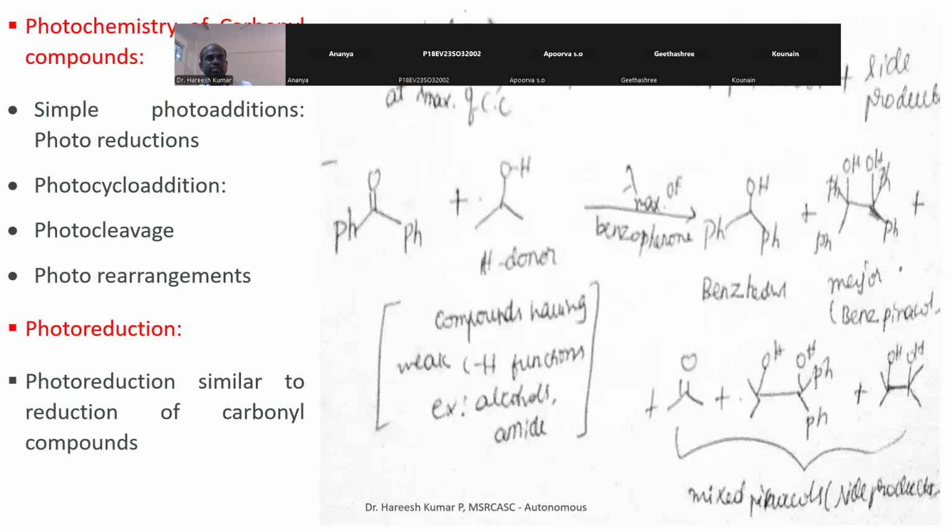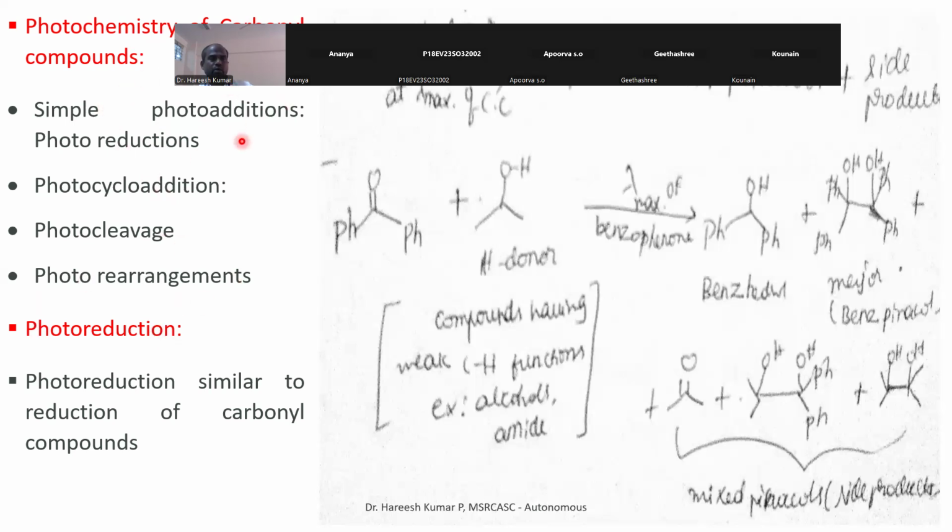So here I am taking the photochemistry of carbonyl compounds. Simple photoadditions are one kind of photochemistry of carbonyl compounds we are discussing. Another kind is photocycloadditions, then photocleavage, and one more is photorearrangement. Photoadditions is one kind of photochemical reaction of carbonyl compounds. Photocycloadditions is another kind, photocleavage is another kind, and photorearrangement is another kind of photochemistry of carbonyl compounds.